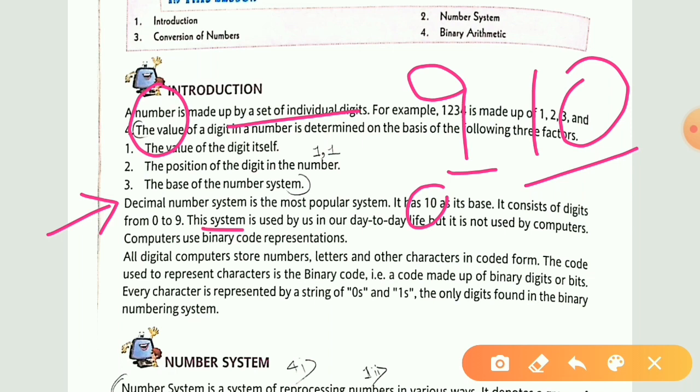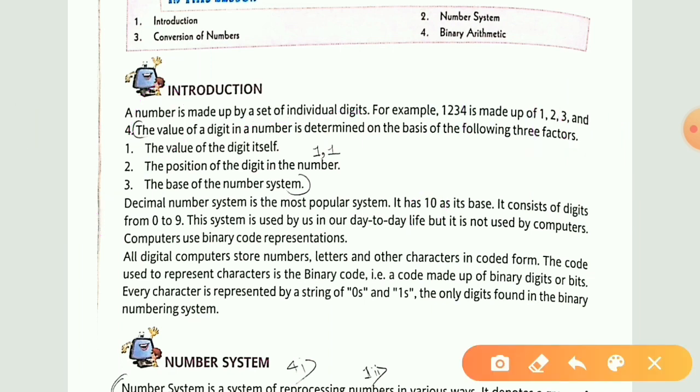This system is used by us in our everyday life, but it is not used by the computer, because the computer knows only 1s and 0s. The computer uses binary code representation. Now see the last paragraph, students. All digital computers store numbers, letters and other characters in coded form. So your computer converts your number into some kind of binary form so that it can understand it.